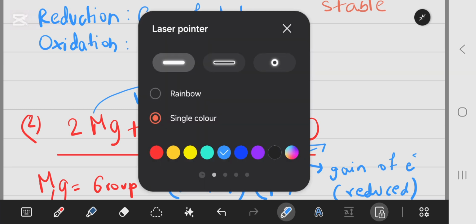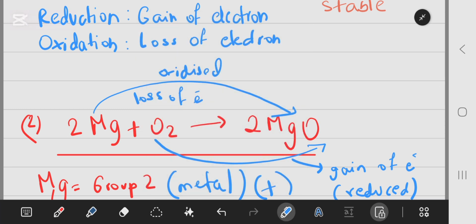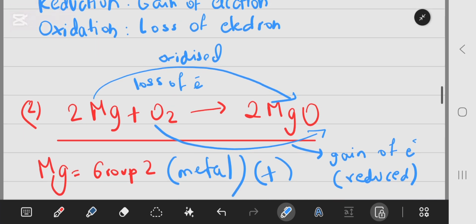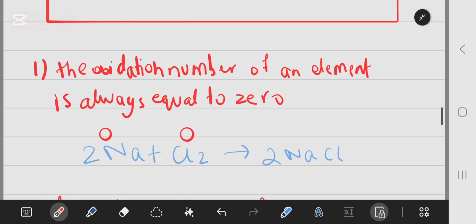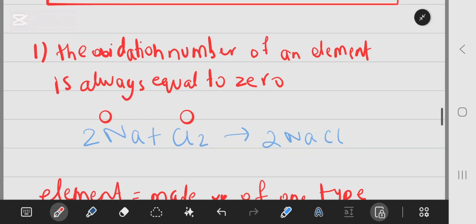Let me just clean my color over here. Magnesium is an element, so I will write 0 over here, and oxygen is also an element, so I will write 0 over top of oxygen as well. Because magnesium oxide is not an element, it's made up of two different types of atoms, I will not be writing anything for now on this. The first thing that you do whenever you see a reaction is ask where can I find the element. When I find the element, I will first go ahead and put a 0 right on top of it, because I know the first rule of oxidation number is that the oxidation number of an element is always equal to 0. Clear?